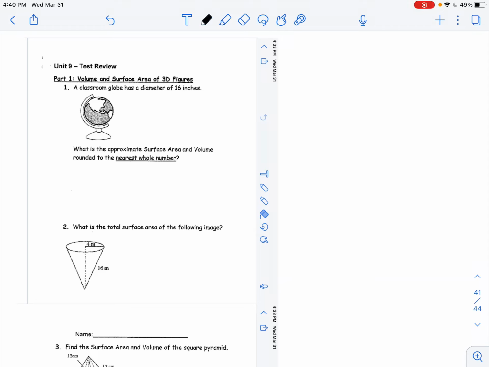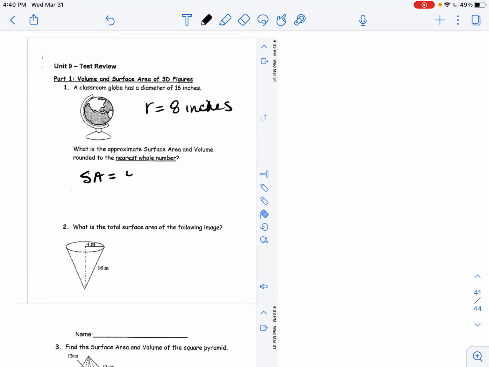All right, in this video, we'll cover the first half of the Unit 9 test review. Problem number 1, or it says Part 1, volume and surface area of 3D figures. Problem number 1, a classroom globe has a diameter of 16. Well, that means that the radius is 8 inches. What is the approximate surface area and volume?